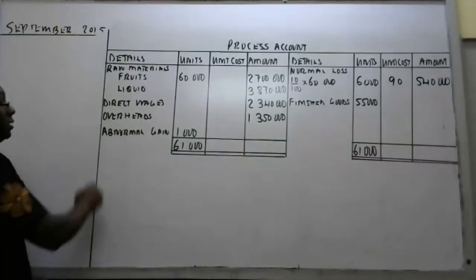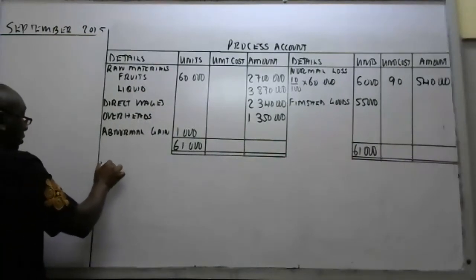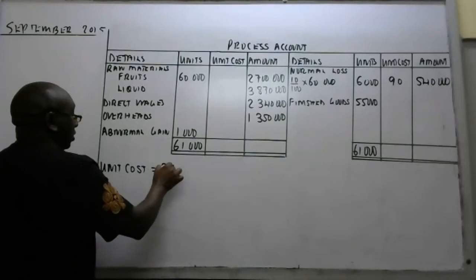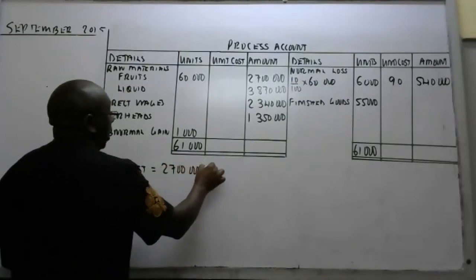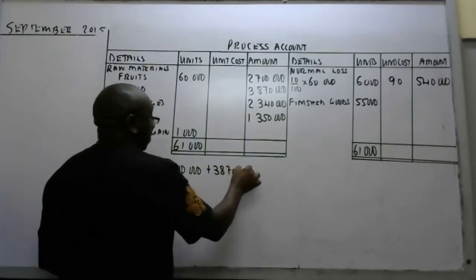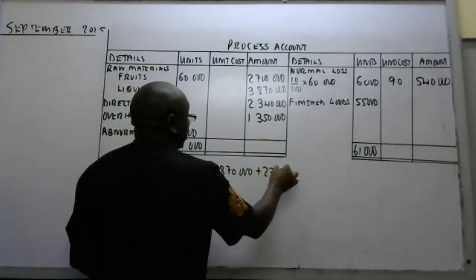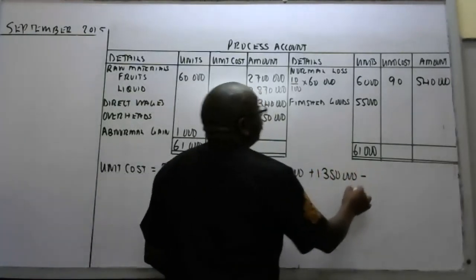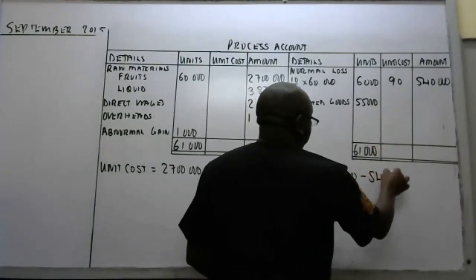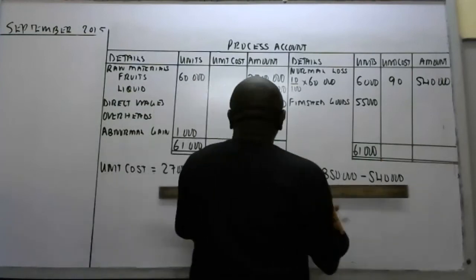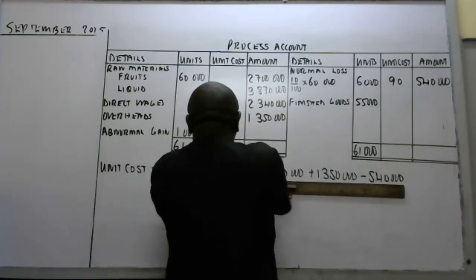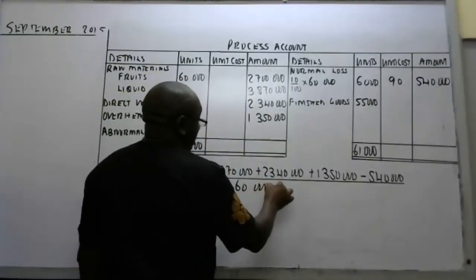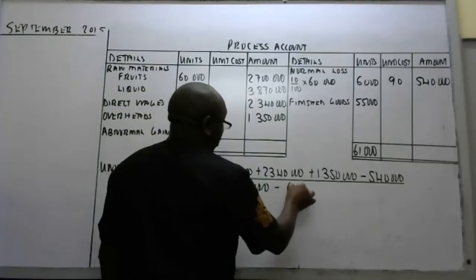So with that, we get the unit cost. So for the unit cost, you take all these costs: 2.7 plus 38.70 plus 23.40 plus 13.50. Then you minus the 540,000. Now all of that, you divide by 60,000 minus 6,000, the normal loss.